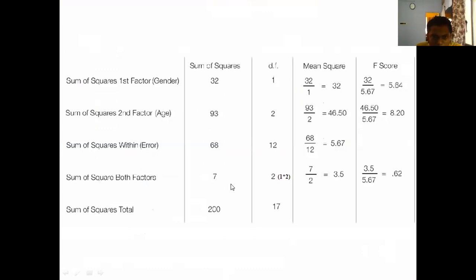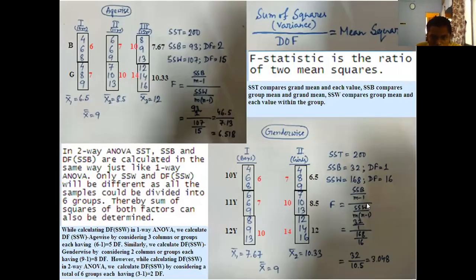So you will get the result of 68 here. The total is 200, so you know all the things. If you subtract, you can easily find out the sum of square for both factors, that will be 7. Similarly, what will be the sum of square within? That is 12. How is it 12 for two-way ANOVA? How can it be 12?